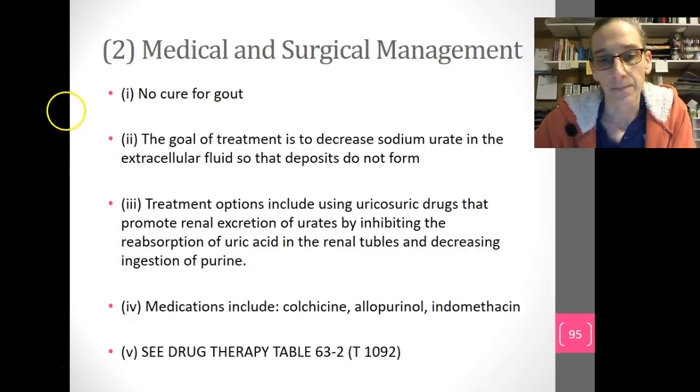Okay. Medications include things like colchicine, allopurinol, and indomethacin. Be sure you look over this. Drug therapy chart 62.3 on table 1092. You need to look over that for sure. And you need to look at these medications in particular.